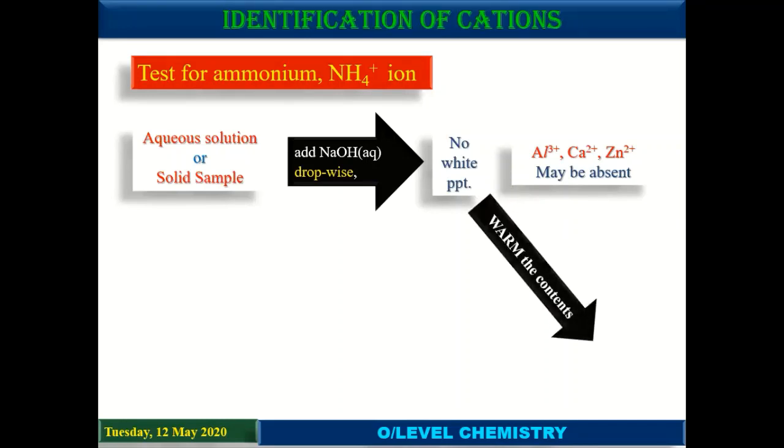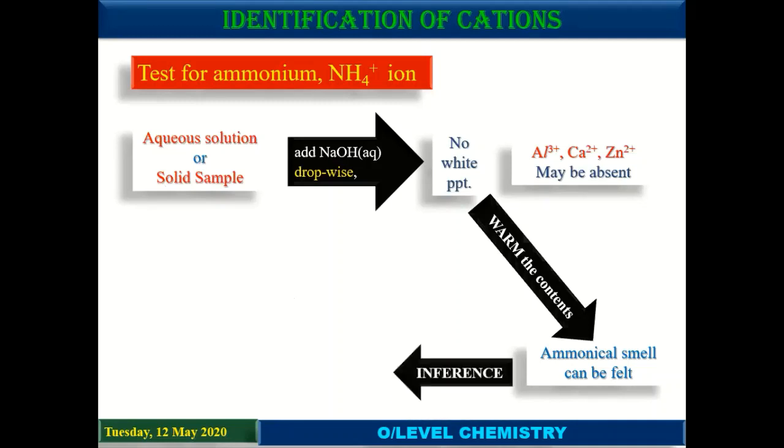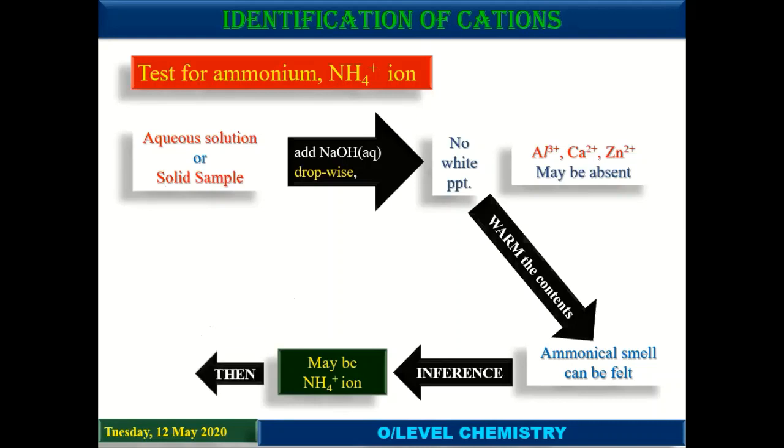Now, for monitoring the presence of ammonium, what we do is, on the same test tube where we have added a small quantity of sodium hydroxide dropwise, we warm it on a Bunsen burner. Then on warming, we may feel an ammoniacal smell. It is a peculiar smell of ammonia gas that you can experience when you are in the laboratory. So what is the inference? The inference is that there might be ammonium ion. Then we proceed further. Further testing is required.